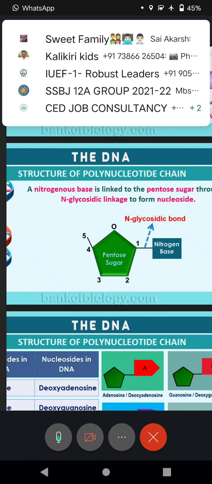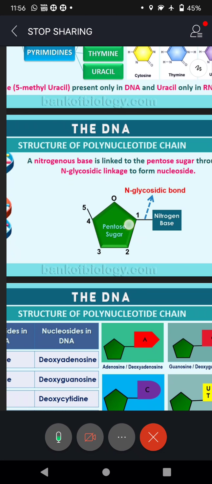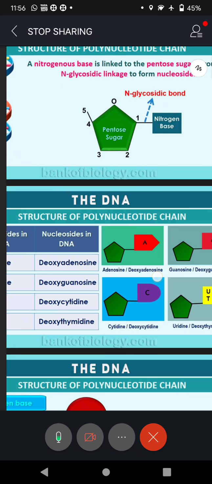Add one phosphate, because you know after all a nucleotide is made up of 3 substances. 2 are already there, which are called nucleoside. So nucleoside plus phosphate molecule gives nucleotide. Easy, isn't it? This is how you must make abbreviations so that you can remember easily in the examination.